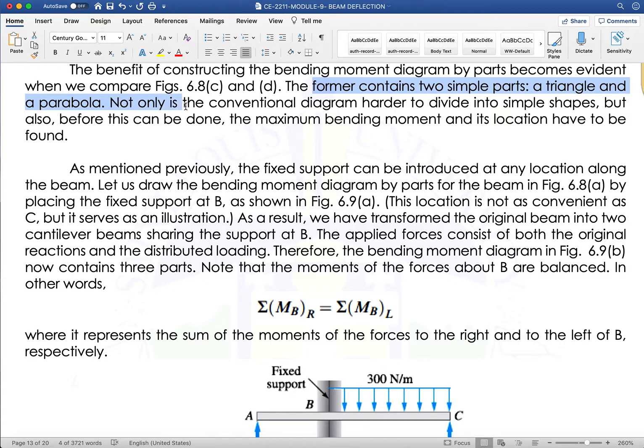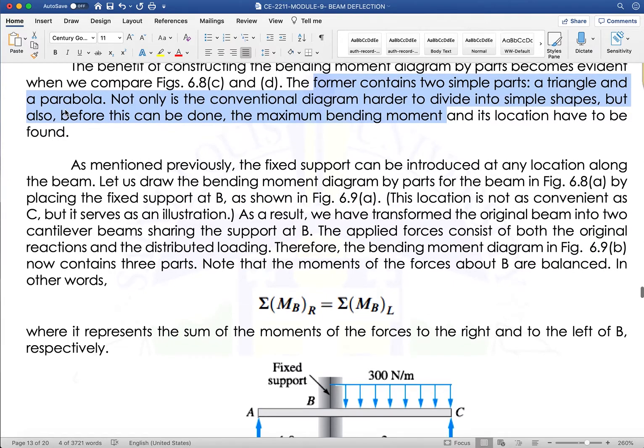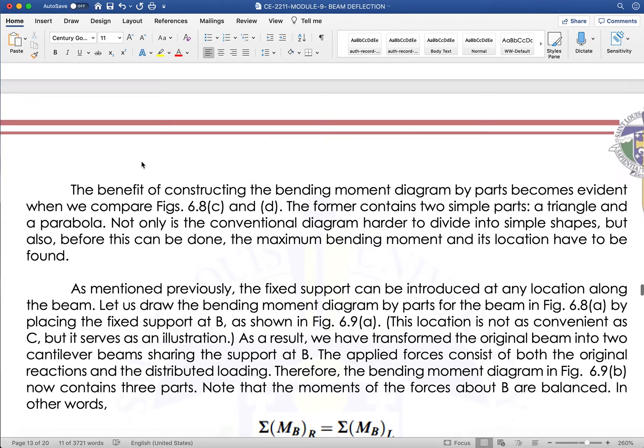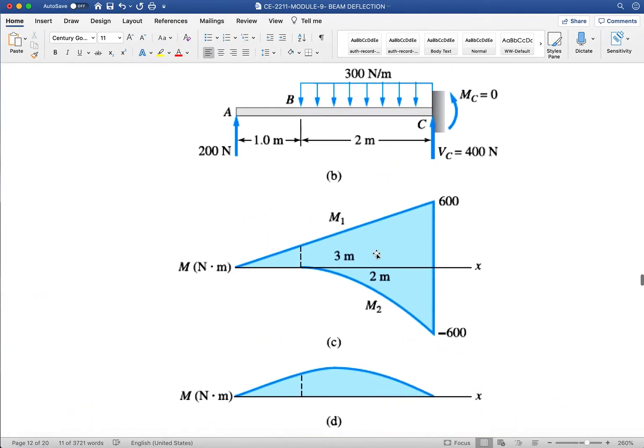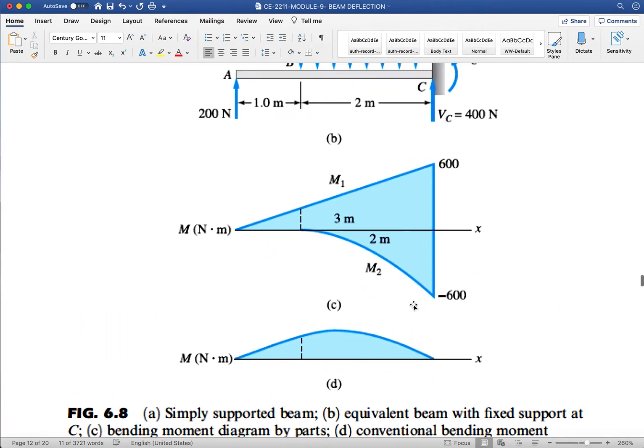Not only is the conventional diagram harder to divide into simple shapes, but also, before this can be done, the maximum bending moment and its location have to be found. Okay? So, this is the advantage of drawing the moment by parts. Mas madaling hanapin yung maximum moment of each part. Then you have the lever arm, wherein here you need to determine the maximum moment of the whole moment diagram, then divide it into parts, do the lever arm.